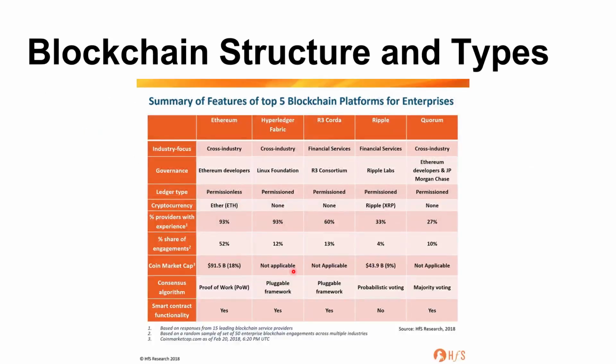And if you take a look here, you can see this in this matrix. We can get some information about Ethereum. What's the industry focus? Who governs it? Is it permissionless or permissioned? Items such as that. A useful matrix here.